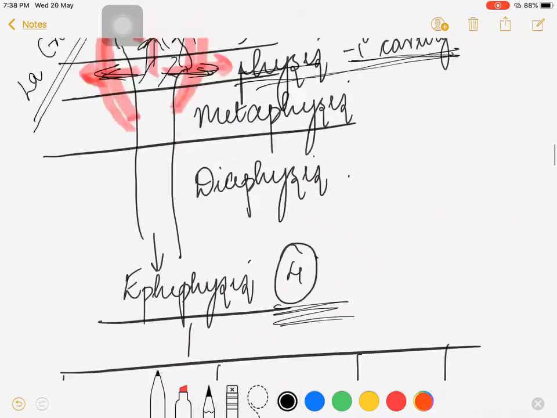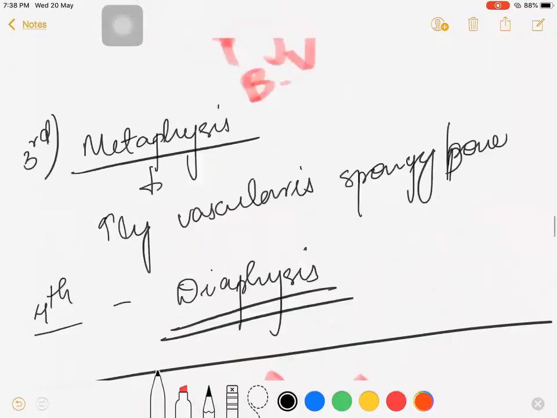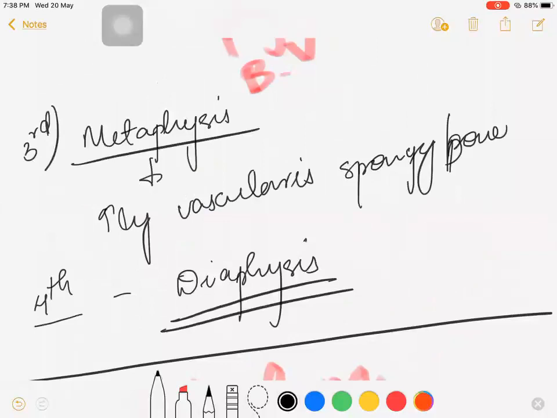Okay, and then we'll go to the metaphysis. Okay, guys. Again, I need assurance. Okay?